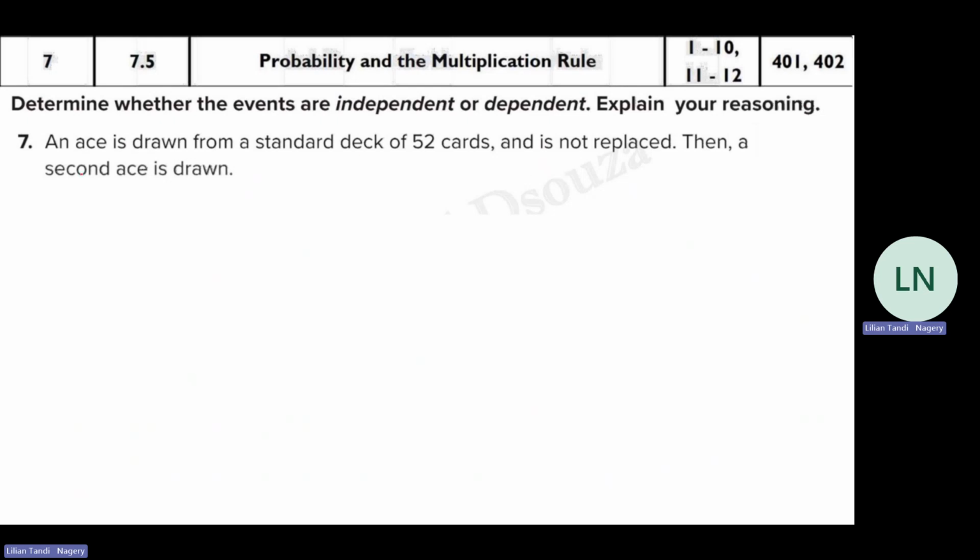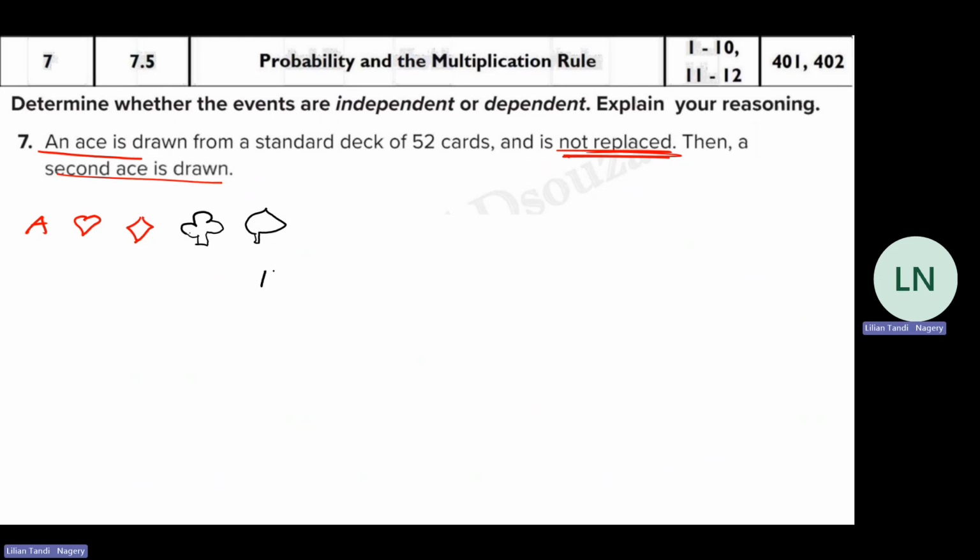An ace is drawn from a standard deck and is not replaced. Then a second ace is drawn. So aces come in hearts, come in diamond, come in clover, and come in spade. Okay? And it is not replaced.